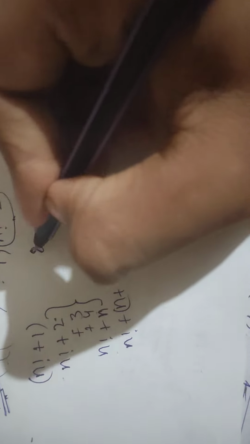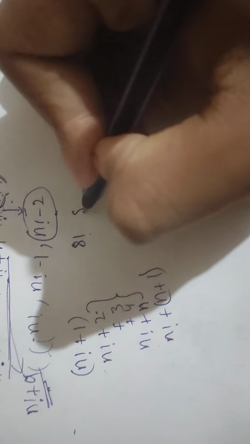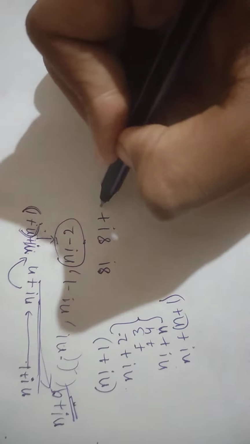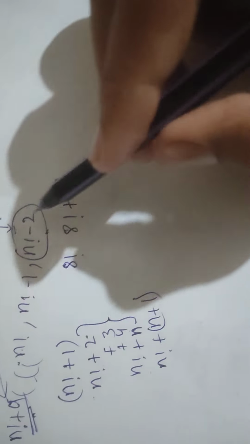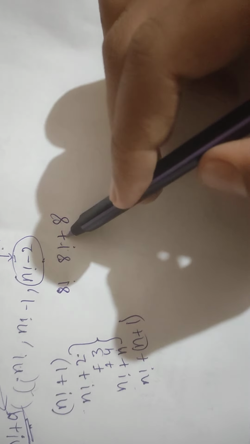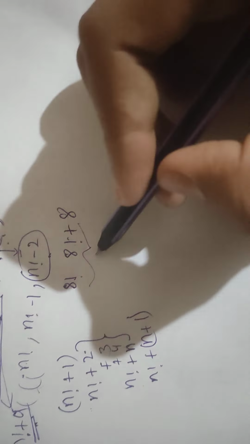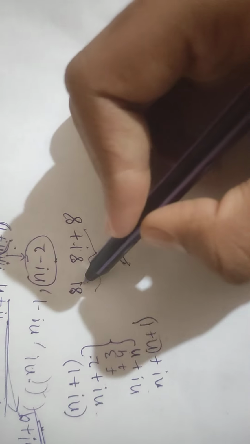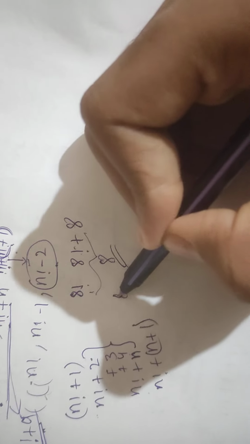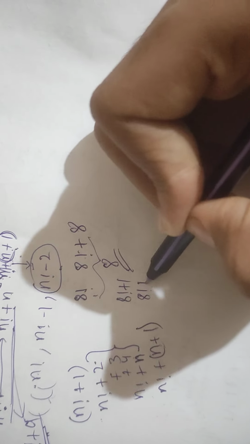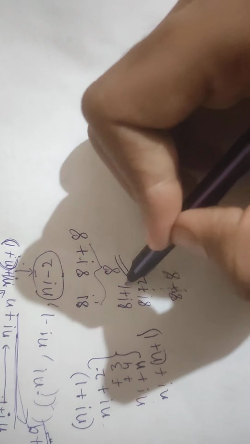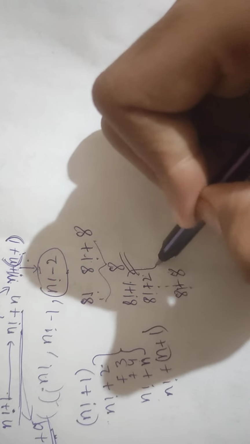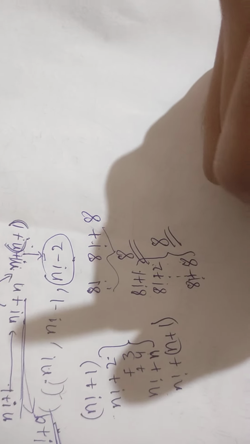So we can say that between 8 factorial and 8 factorial plus 8, we can get a minimum of 8 consecutive composite numbers, right? As we can see, we can take 8 factorial plus 1, which is a composite, 8 factorial plus 2, which is a composite, and 8 factorial plus 8 is also a composite. So 1, 2, 3, 4, like this we can get 8 consecutive composite numbers.